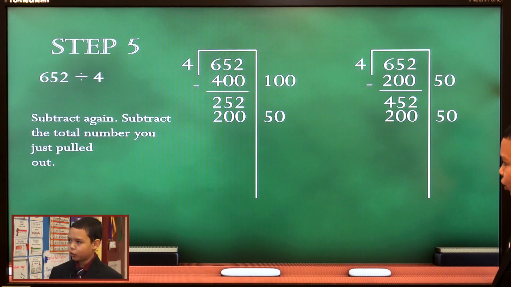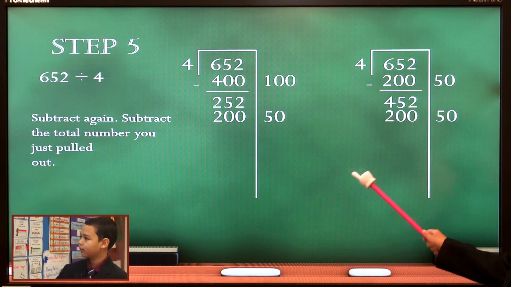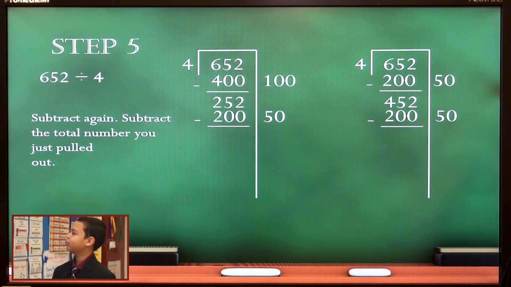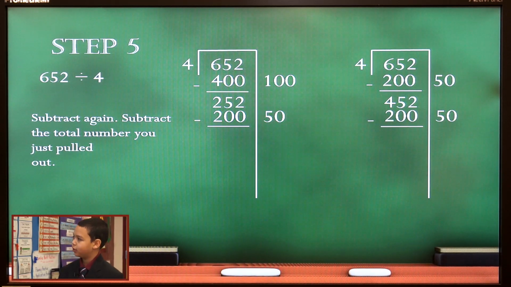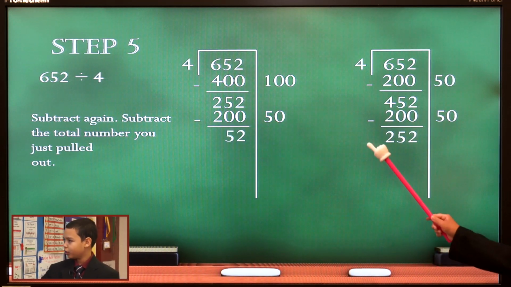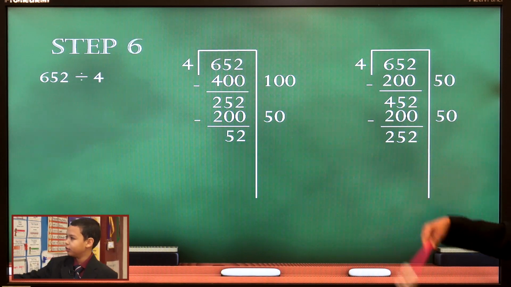Subtract again. Subtract the total number you just pulled out. 252 minus 200 equals 52. And for the right, 452 minus 200 equals 252. And this side is 52.